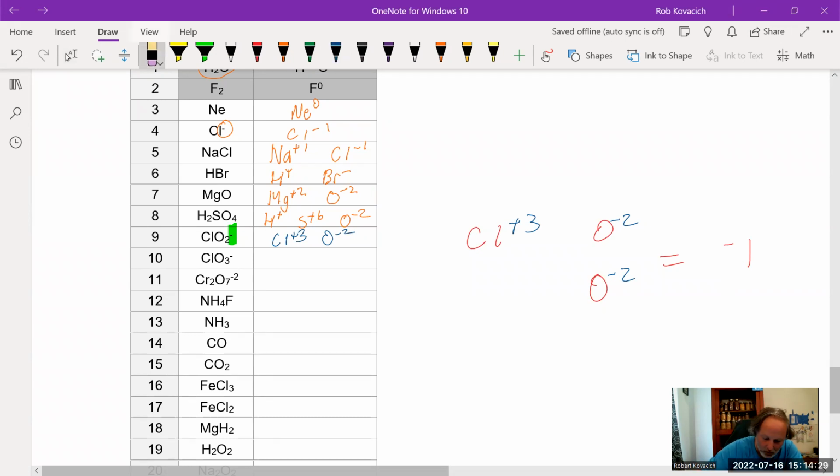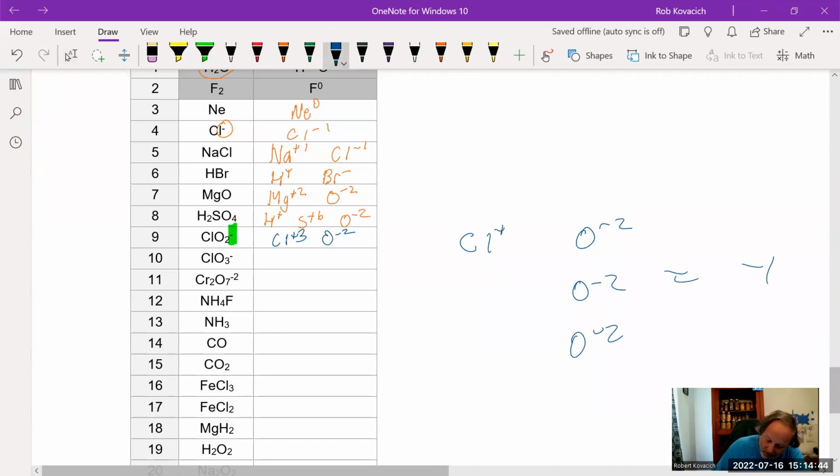Okay, so what happens if instead of me doing chlorite, I do chlorate? For chlorate, I have a chlorine, but this time I've got 3 oxygens. And the oxygens' charge is a -2. I'm still looking for a -1 overall. So this time I have to have a +5. +5, -2, -2, -2 leaves me with a -1. So chlorine's charge is a +5, and oxygen is again a -2 charge. All right, let's do another one.